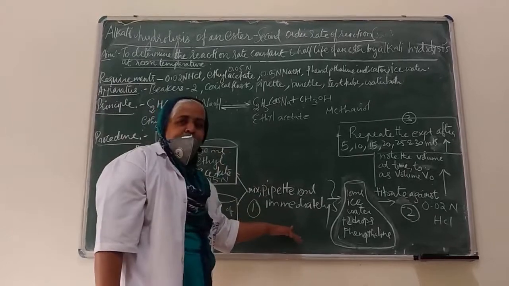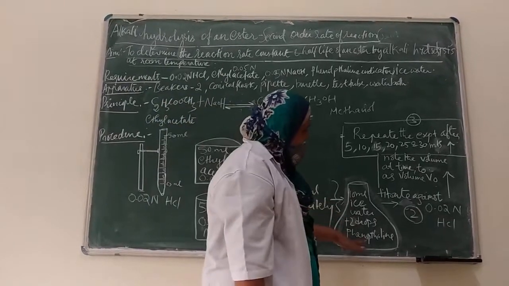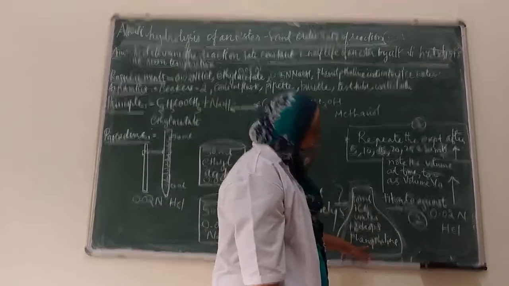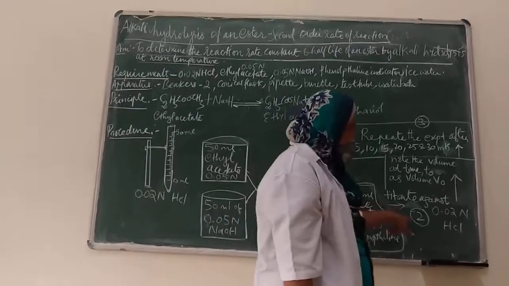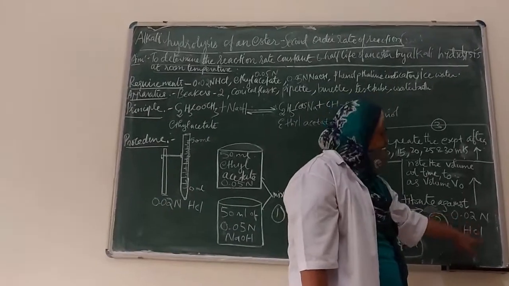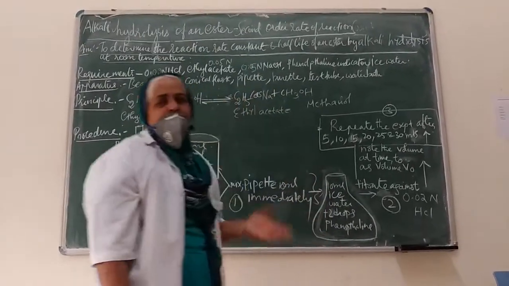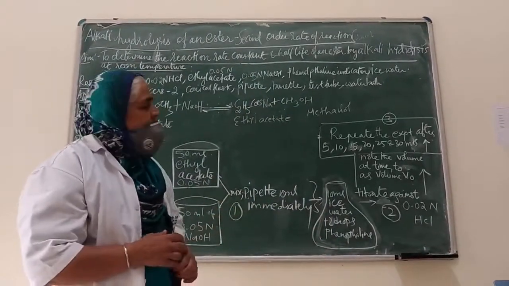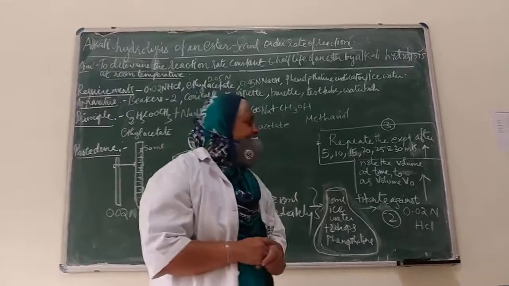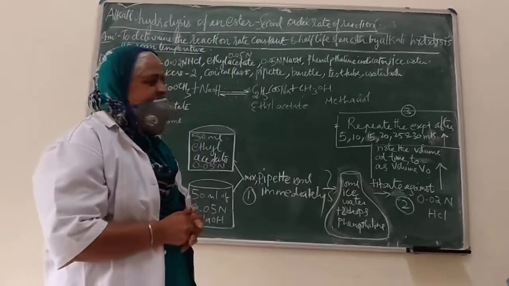Then immediately pipette out 10 ml. Then add 10 ml of ice cold water, 2 drops of phenolphthalein and titrate against 0.02 N HCl using phenolphthalein as an indicator. Note down the volume at time t equal to 0 and continue and proceed it after 5 minutes, 10 minutes, 15, 20, 25 and 30 minutes.